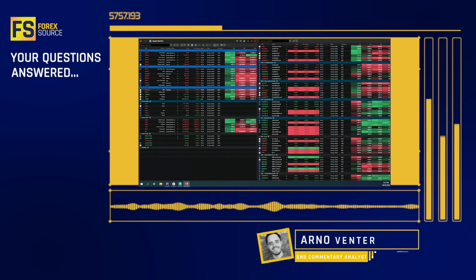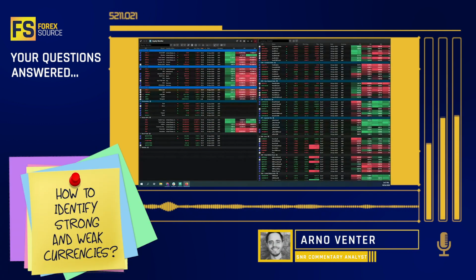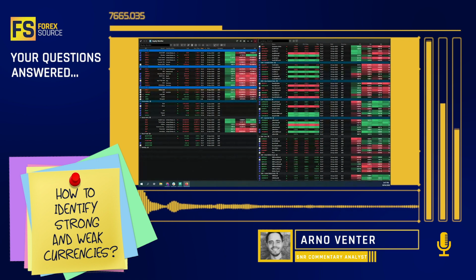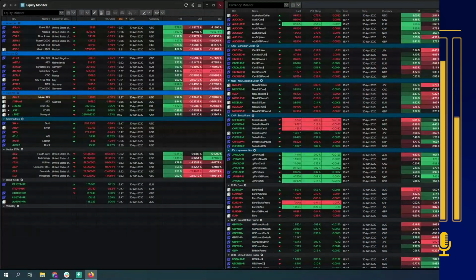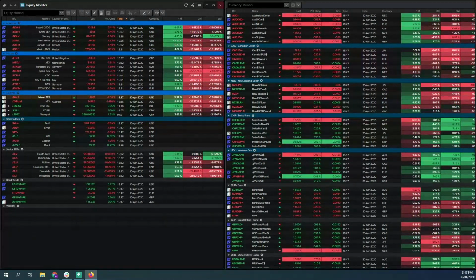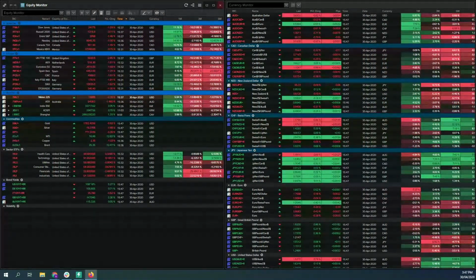We just have a quick question here from Paul asking us whether we use any type of strength meters to gauge the strength of currencies versus the overall sentiment. So we do use one, Paul. The one that we normally use is the Zenith platform.